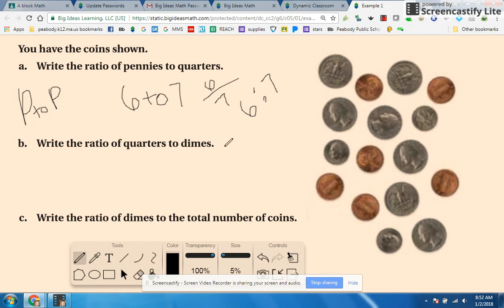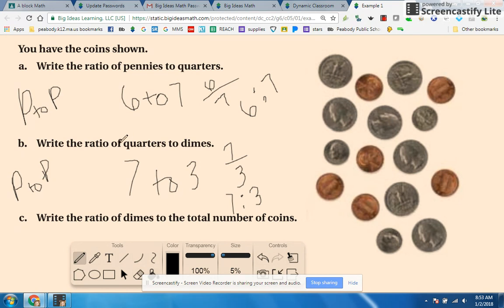Write the ratio of quarters to dimes. So quarters was mentioned first. So again, I believe this was 7. So I'm just going to use the 7 from the last problem. To dimes. Okay, so let's see. 1, 2, 3. So my ratio is going to be 7 to 3, or I can write it as 7 over 3, or I can write it as 7 to 3. All right, we are comparing quarters to dimes. So this is going to be part to part again. So a different amount of one coin to a different amount of another coin. So that would be part to part.